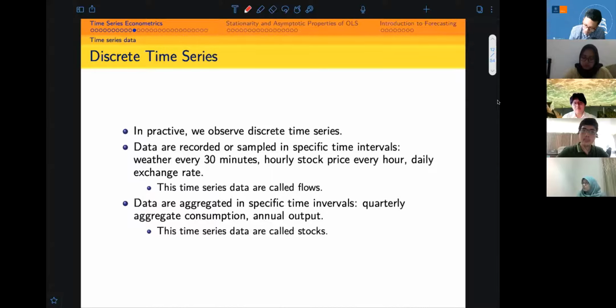And so these time series data are called flows. But we also have data that are aggregated in specific time intervals. So for example, Q1 aggregate consumption is the consumption between January, February, and March that is aggregated into one quarterly aggregate consumption. And we also have aggregate output, which is a combination of output within that particular quarter. Now, this particular type of time series is going to be called stocks.